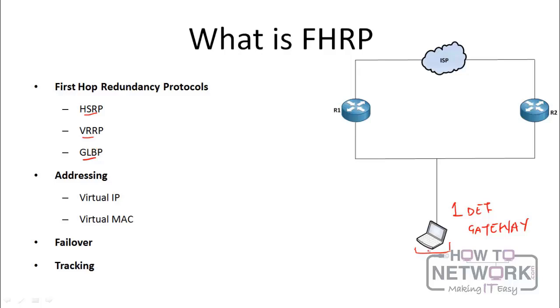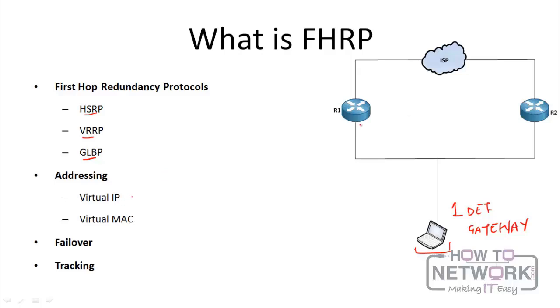First thing is the addressing. Now with this device, we can only have one default gateway, but to achieve redundancy, we need to have at least two devices. We can actually have more than two devices in one FHRP group. So the question here is, which IP address are we going to give this device as a default gateway? Is it going to be router 1's IP address or router 2's IP address? And the answer is none of them. But what we're going to do is actually create what's called a virtual IP address.